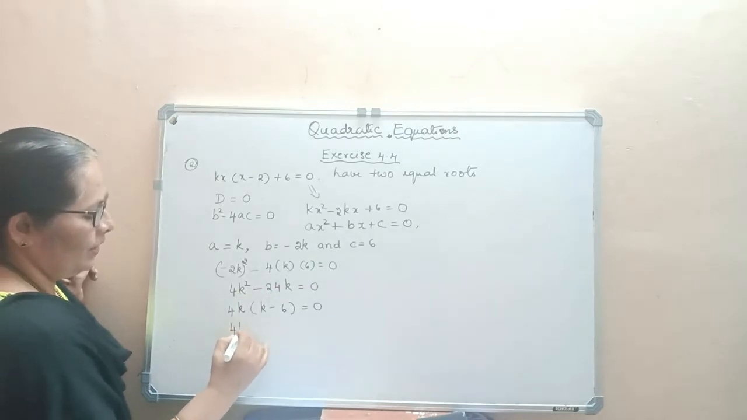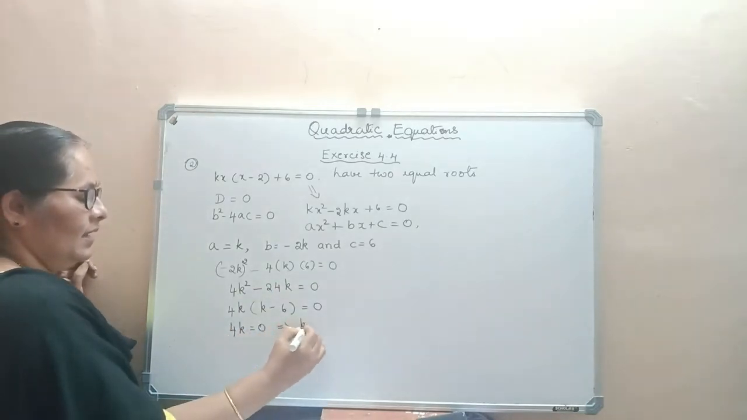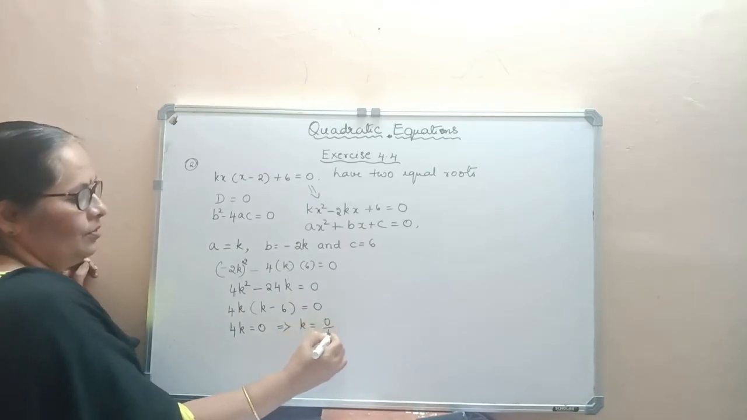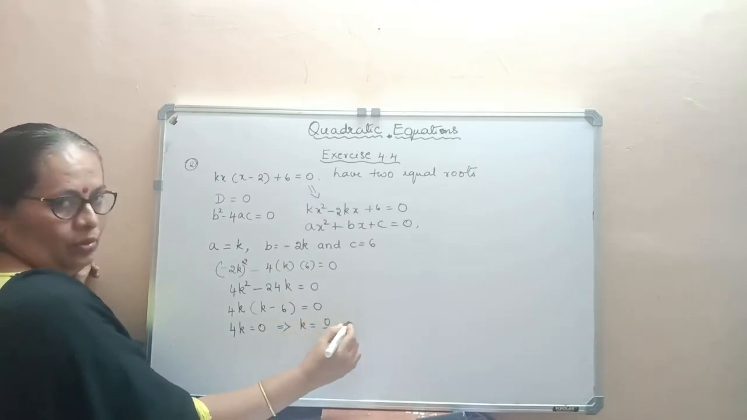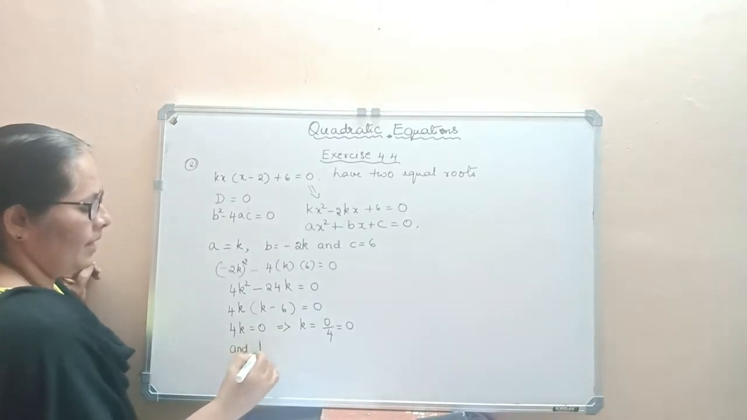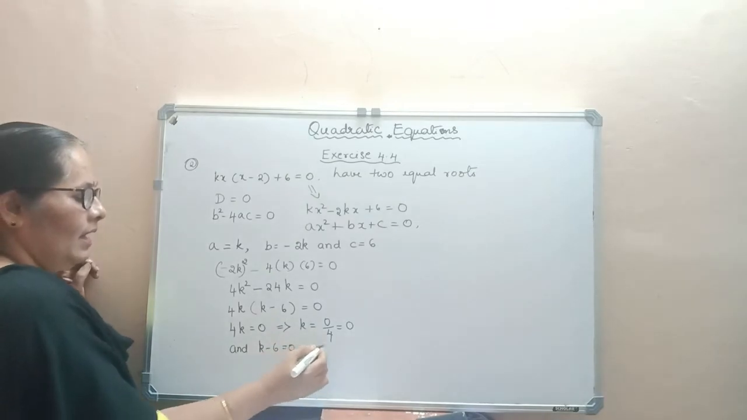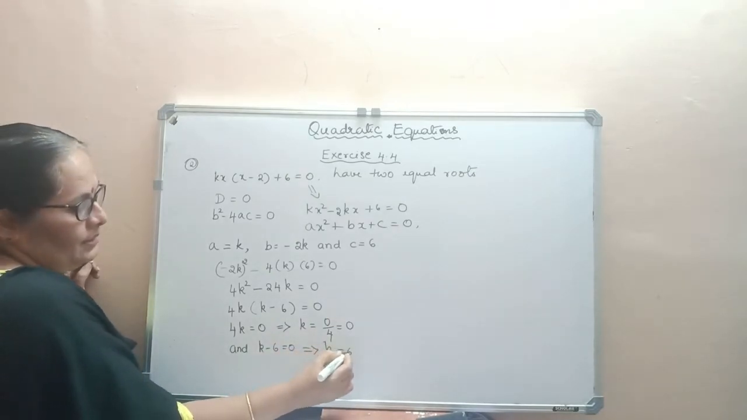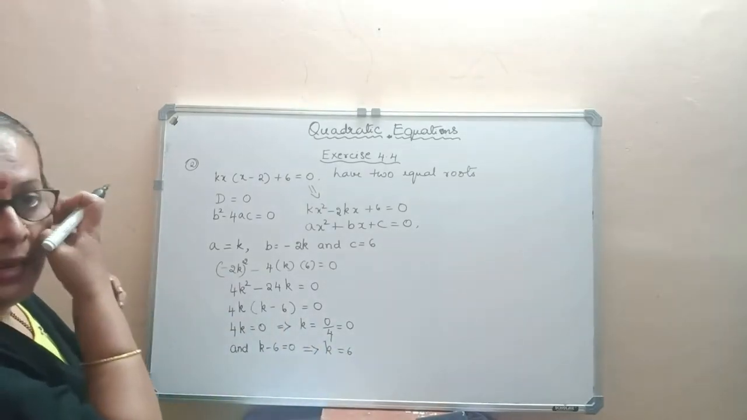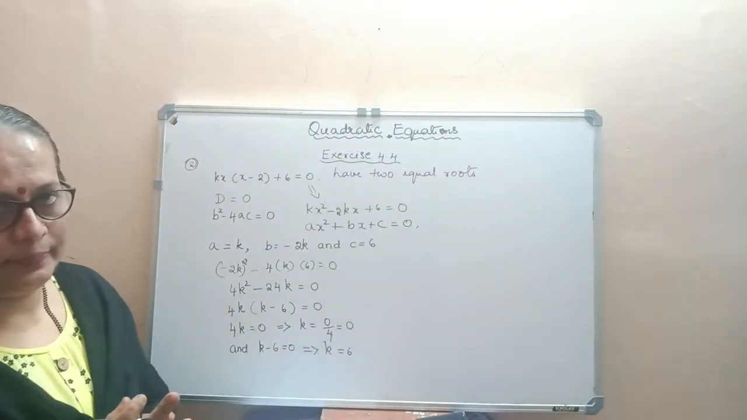It means 4k and k minus 6 are the factors. So 4k equals 0. What is k then? k equals 0 by 4, which is 0, and k minus 6 equals 0, then k equals 6. Now we got two values for k: one is 0, the other is 6.